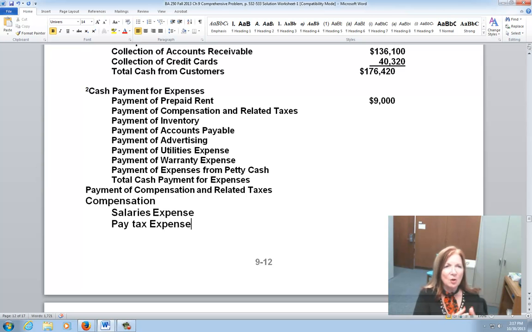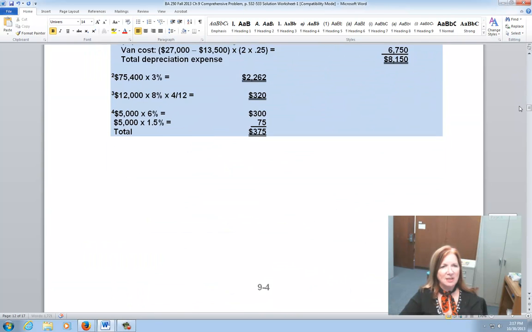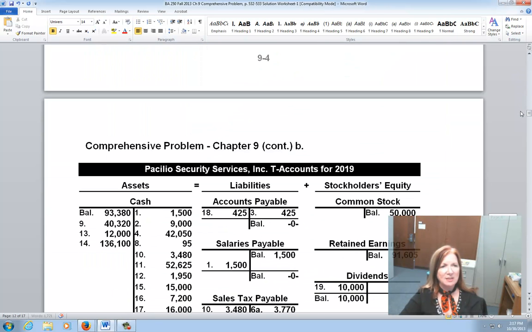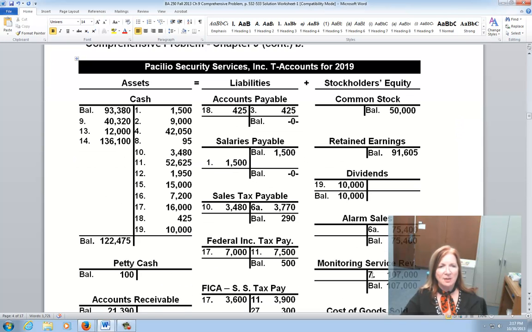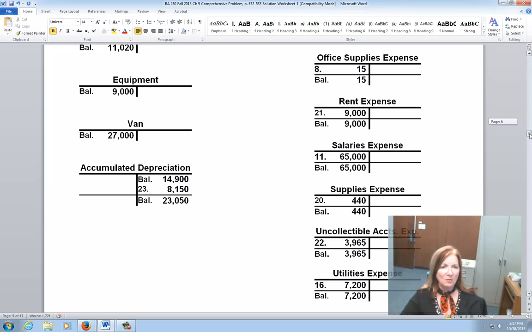So I'm going to have to go look for these in the T accounts and see what they might be, because I know that those are my compensation expenses. So I'm coming up here to the T accounts, looking in the owner's equity, coming down into the expense section, and now I'm looking for salaries. It's an S, so I'm going to come all the way to the bottom of the alphabet, and here's the salaries expense, and that's $65,000.